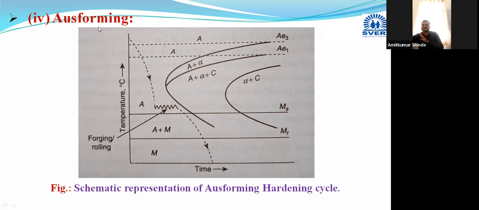Because here austenite is there, and on that austenite, here also austenite is there. On this austenite, we are performing forming processes like rolling or forging. That's why this process is termed as ausforming. And after conducting the rolling or forging operation for a specific period, we are cooling it to room temperature in the oil medium to get the martensite, and this martensite will provide you the required hardness.